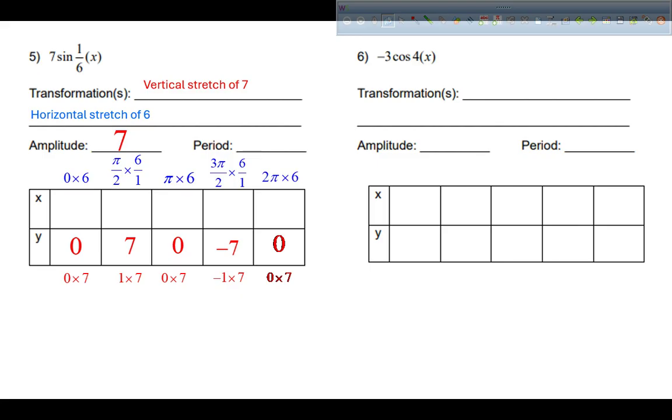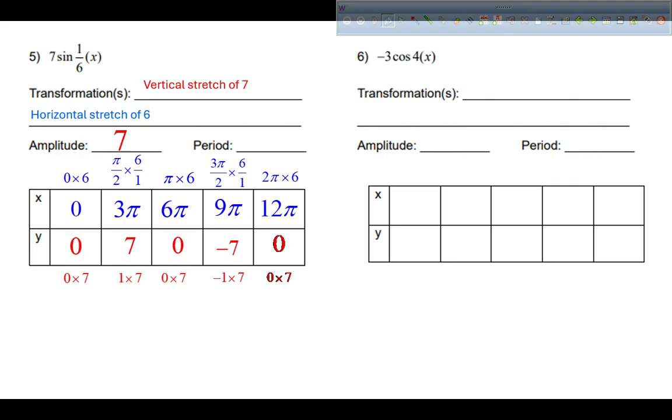And what you'll see is for the fractions, I used 6 over 1. So it's 0 times 6. Pi over 2 times 6 over 1, well, that becomes 6 pi over 2, which is just 3 pi, right? So I'm multiplying all of those out. Pi times 6 is 6 pi. 3 pi times 6 is 18 pi over 2, but 18 over 2 is 9. So that's why that's 9 pi. 2 pi times 6 is 12 pi. I'm multiplying all the originals by 6. And in blue, that's what I'm getting.